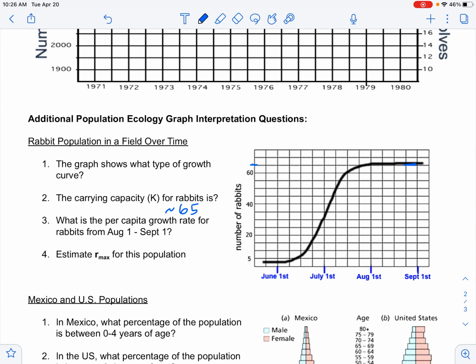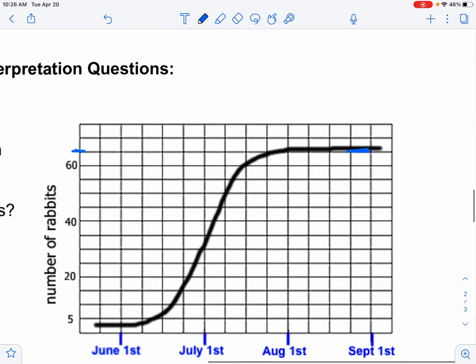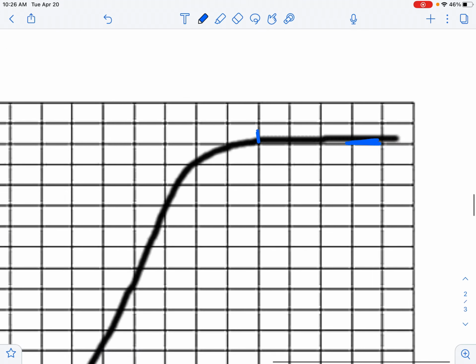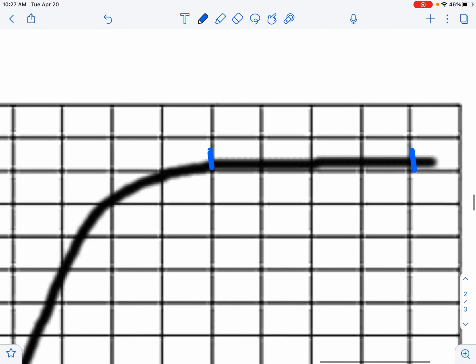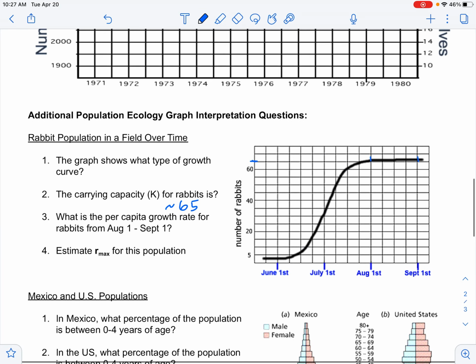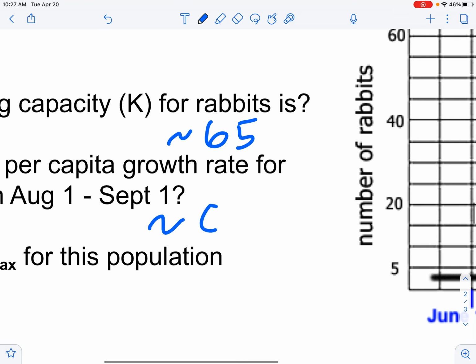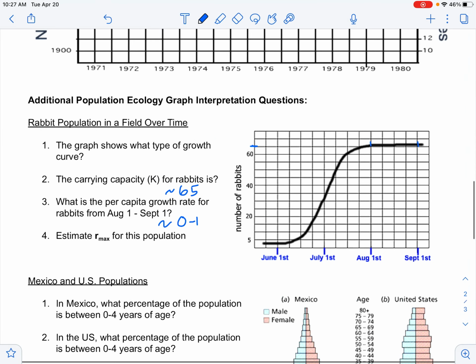What is the per capita growth rate for rabbits from August 1st to September 1st? So that'd be from here to here. Looks like 0 or maybe 1 or something like that. Very low. Maybe around 0 to 1.